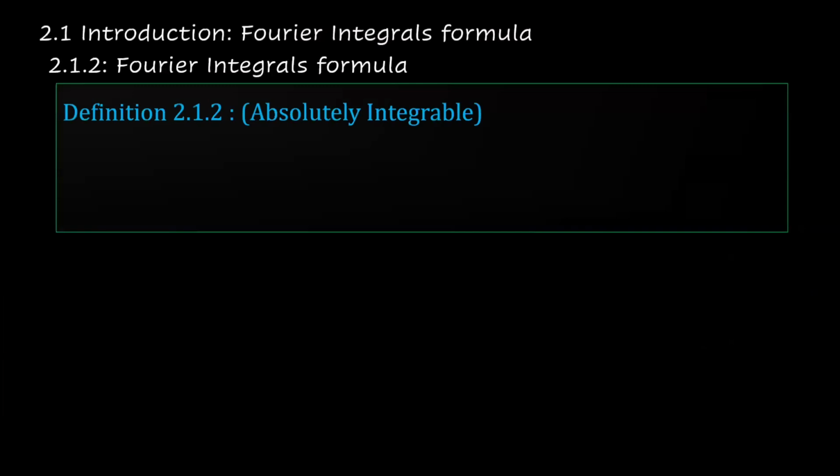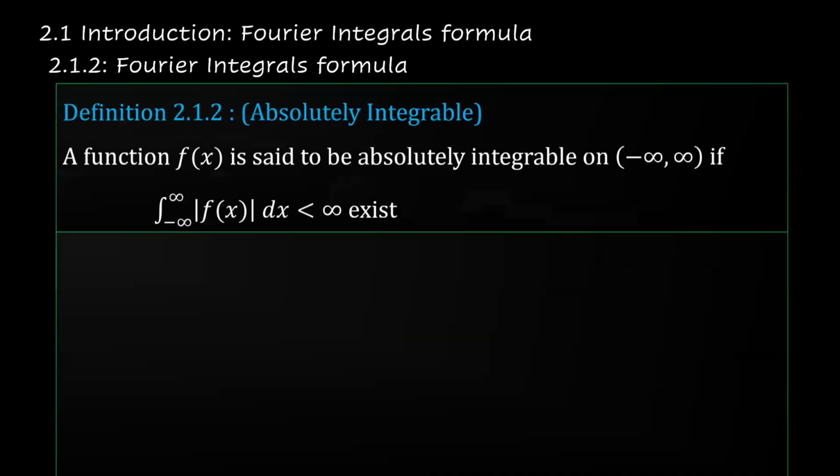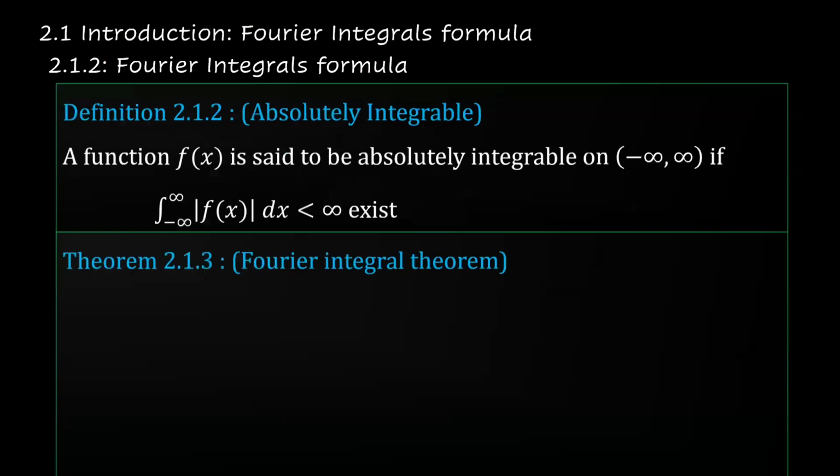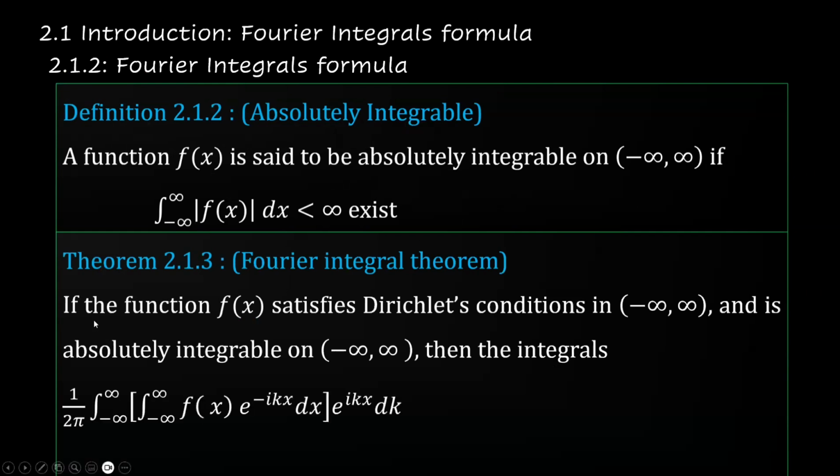Next definition is absolutely integrable. A function f(x) is said to be absolutely integrable on minus infinity to infinity if the integral from minus infinity to infinity of the absolute value of f(x) dx is less than infinity and exists. Now next is the Fourier integral theorem. If the function f(x) satisfies the Dirichlet condition on minus infinity to infinity and is absolutely integrable on minus infinity to infinity, then the integral is convergent to the function f(x).